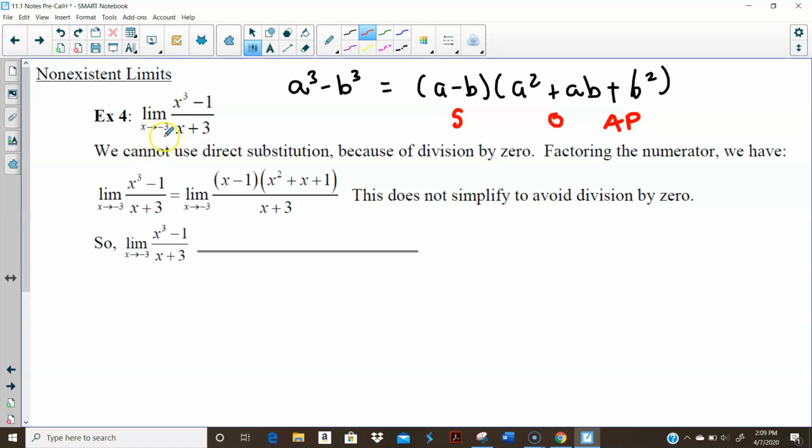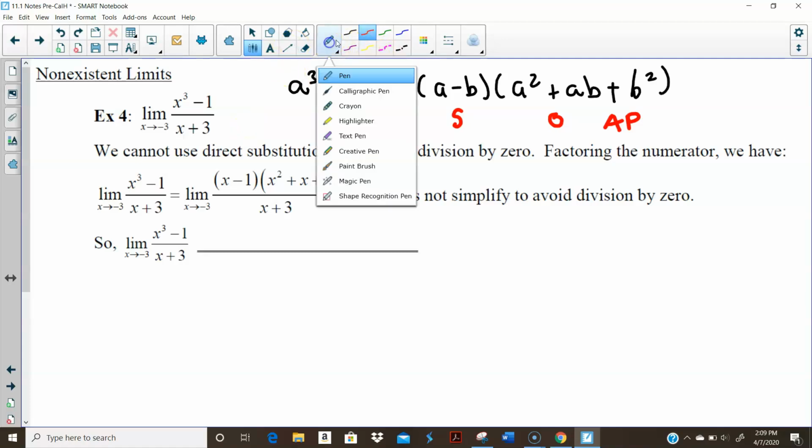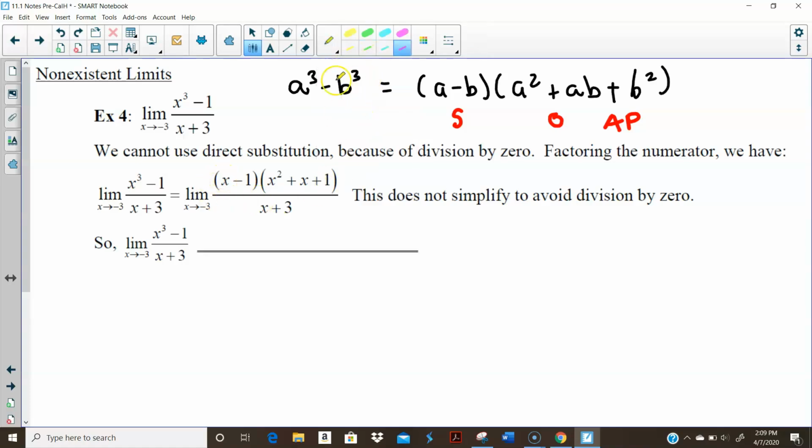The limit as x approaches negative 3 of x cubed subtract 1 over x plus 3. We cannot use direct substitution. If I put negative 3 in for x, I get negative 3 plus 3, which is 0 at the bottom of a fraction. So the next thing I'm going to do is factor and see if anything cancels. When I factor the numerator, which is the difference of cubes, I get x minus 1 times x squared plus x plus 1 over x plus 3. You can see that nothing in the numerator is going to cancel with the denominator. Because of that, there's nothing else I can do, and so the limit is equal to DNE. And DNE stands for does not exist.